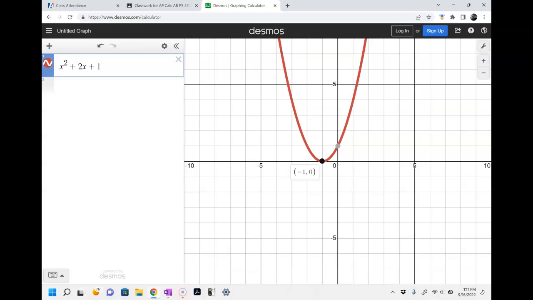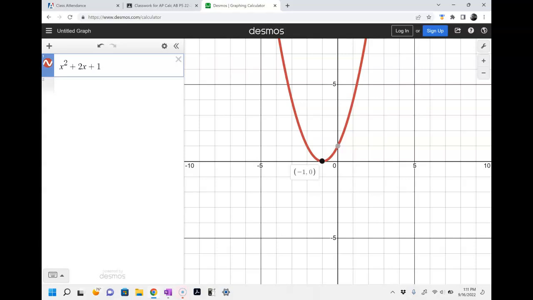Now remember the formula that we just solved, 2x plus 2. What would happen with 2x plus 2 if I plug in a -1? It becomes 0. It's telling me that at -1, your slope is 0. What's my slope when x equals 0?